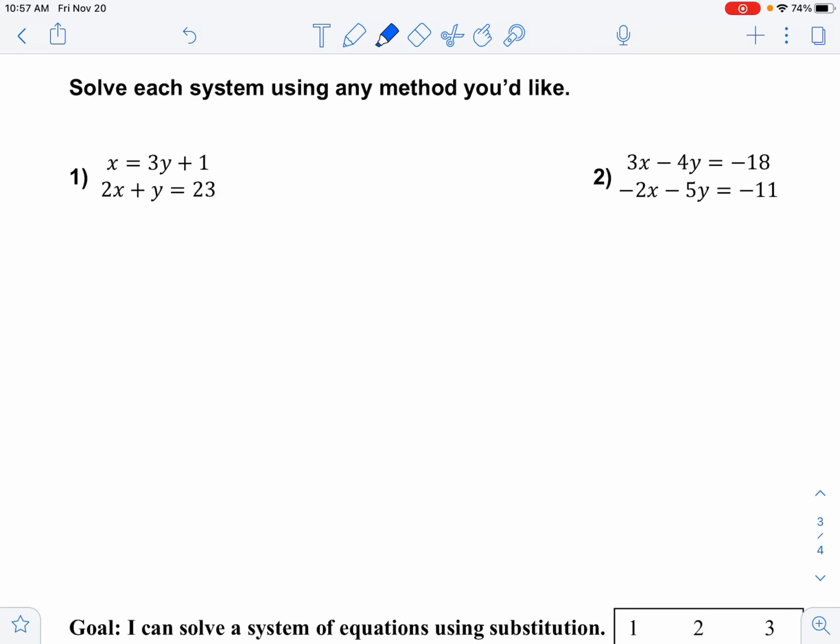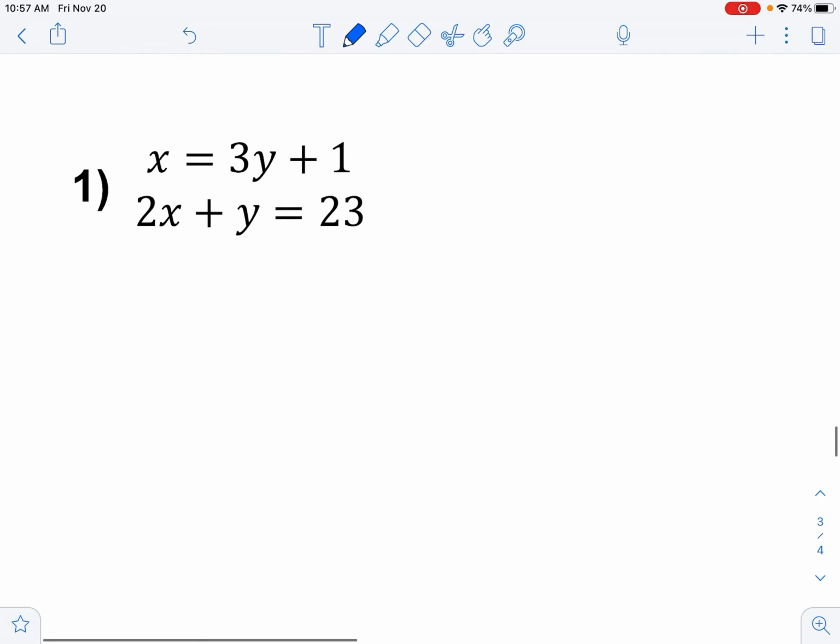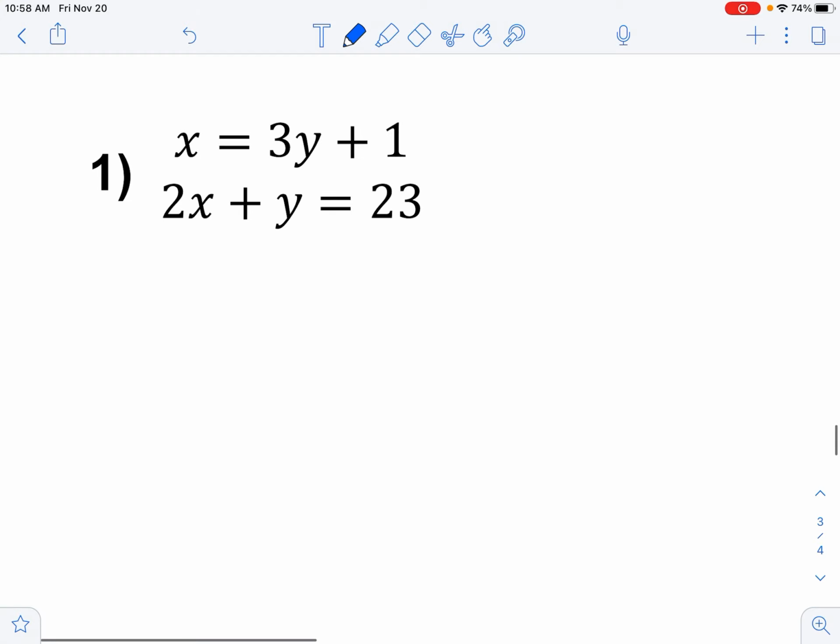Okay, last two, solve each using any method you like. You can go ahead and pause the video and try those on your own. All right, I'm going to tell you the solutions right now in case you got them so you can get started on the homework. 1 is (10, 3), and 2 is (-2, 3). If you got that, you're done for today. If not, let's see how you get it.